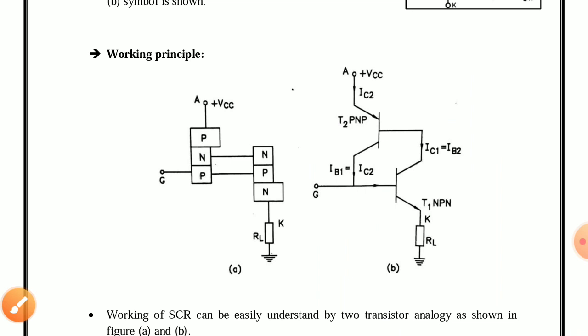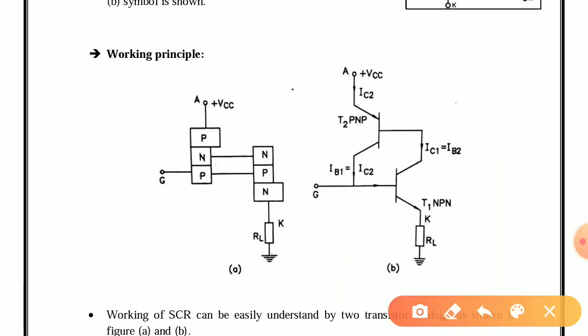Now the second point: how it works. Initially the anode is given a positive VCC supply, and to the cathode the load resistor RL is connected.